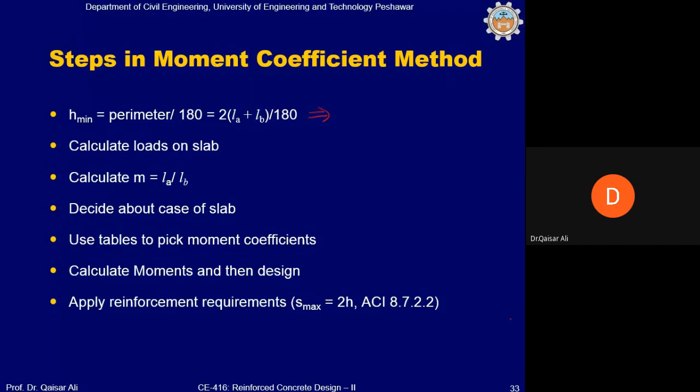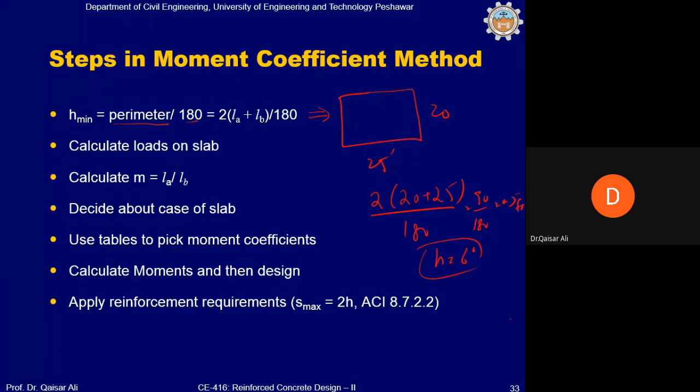So in case of two-way slab system, take the total perimeter of the slab panel. आवाज आ रही है? ये सर आ रही है. Okay. So total perimeter divided by 180. This will give you the thickness of slab. In our case, the panel was 20 by 25. So the total perimeter will be 2 multiplied by 20 plus 25, divided by 180. So this is equal to 90 divided by 180, 0.5 feet or 0.5 multiplied by 12. So h is equal to 6 inch is required for our case, which we have analyzed. And you already selected h is equal to 6 inch. Okay? Clear?